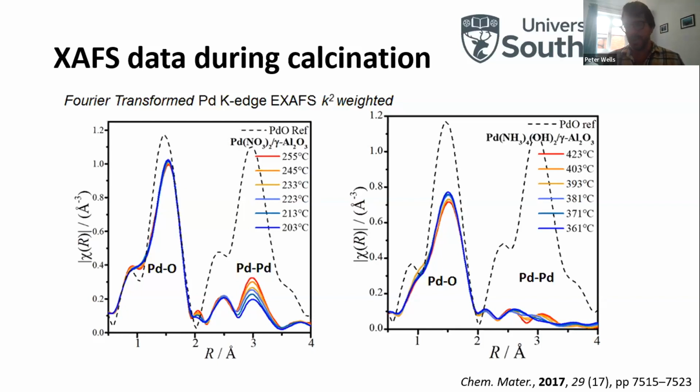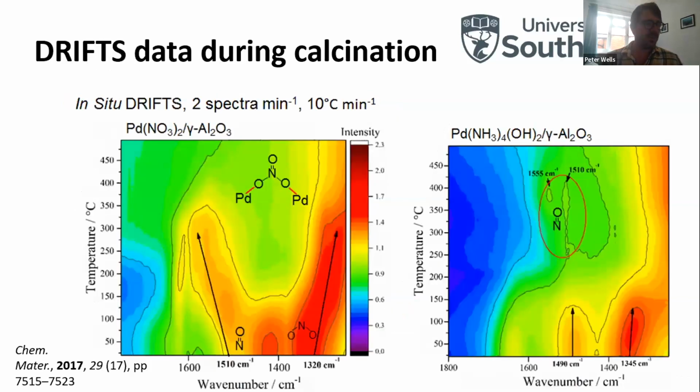Interestingly, when you look at the tetraamine palladium hydroxide, when you calcine this material, it's not until about 400 that you really start to see features indicative of palladium oxide. So you're really restricting the growth of your particles by using this precursor.